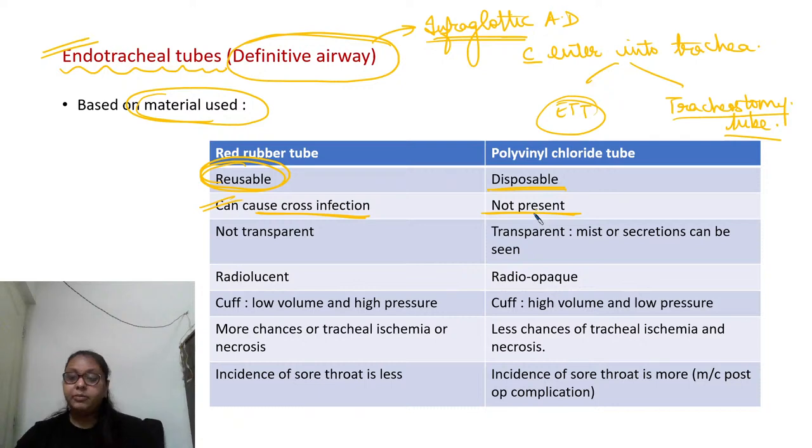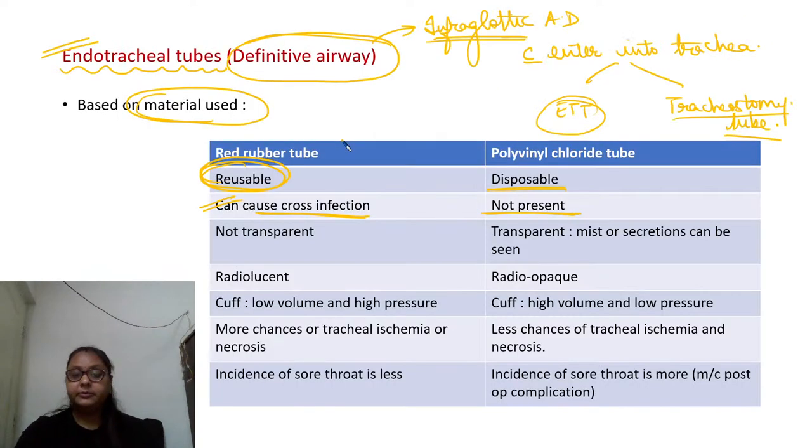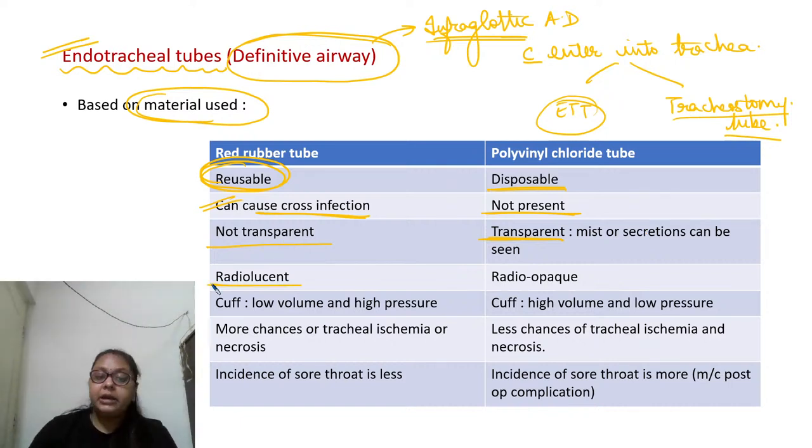Okay, red rubber tube, these are opaque, so they are not transparent, and the polyvinyl, they are transparent. And therefore, you can see the mist or secretions. Okay, the red rubber tube, they are radiolucent.